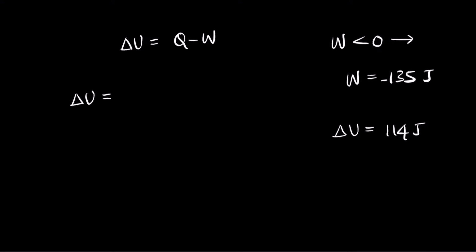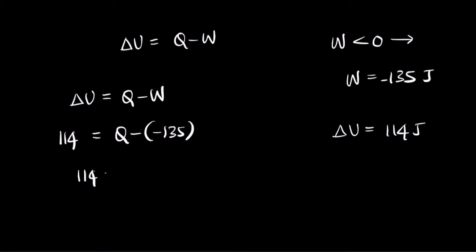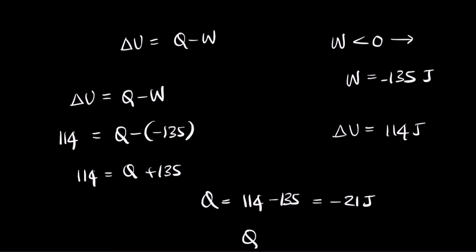So delta U is equal to Q minus W. Delta U is 114 equals Q minus of minus 135. So 114 equals Q plus 135. Q becomes 114 minus 135, which can be written as minus 21 joules. So Q is negative 21 joules, which means that the heat is being removed from the system.